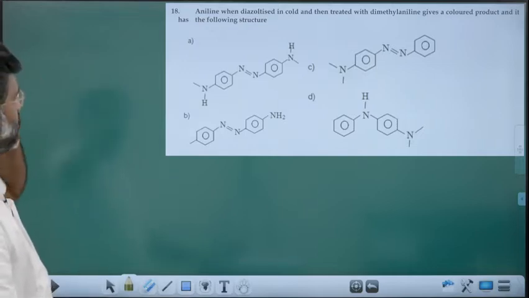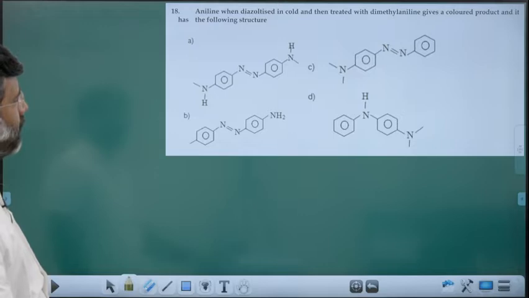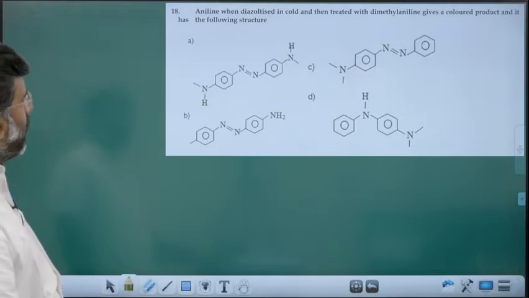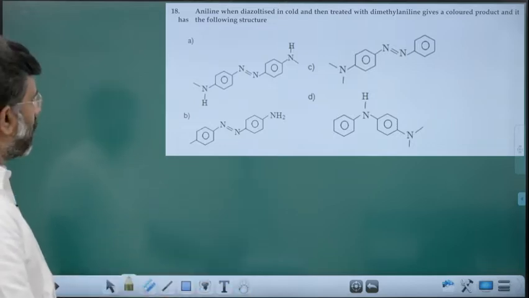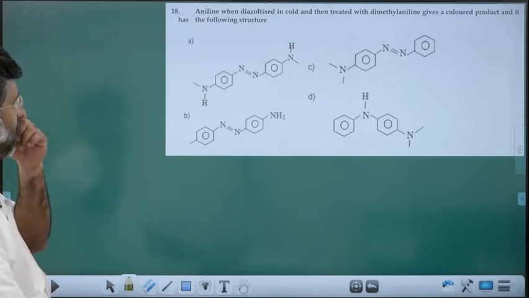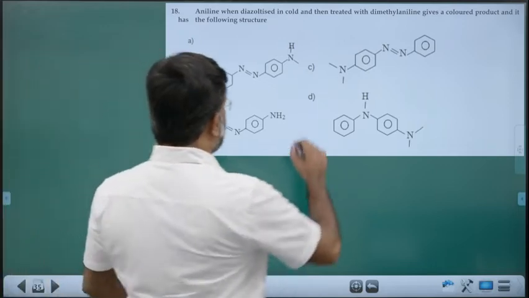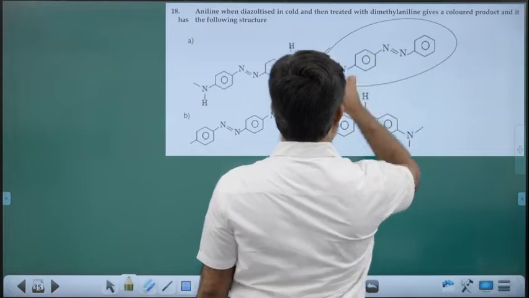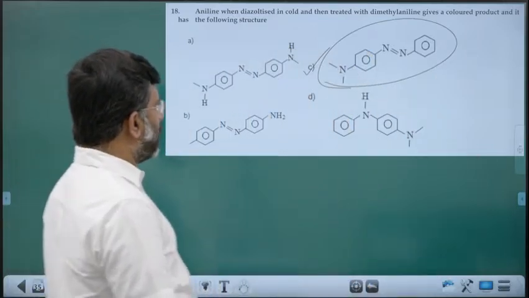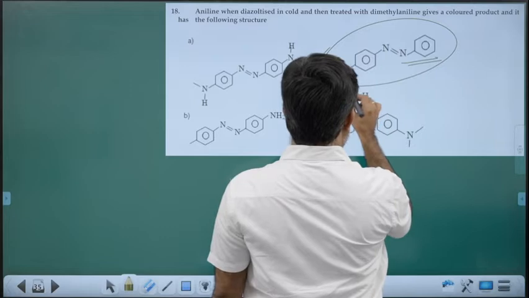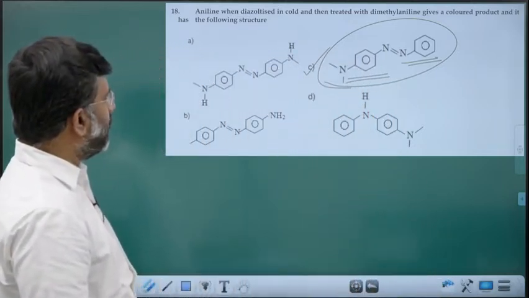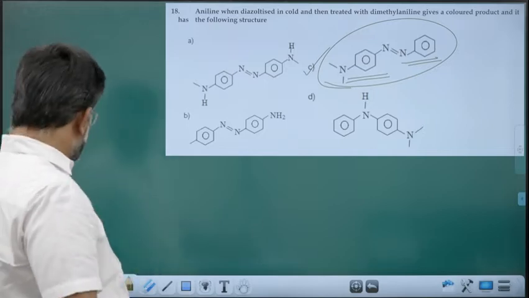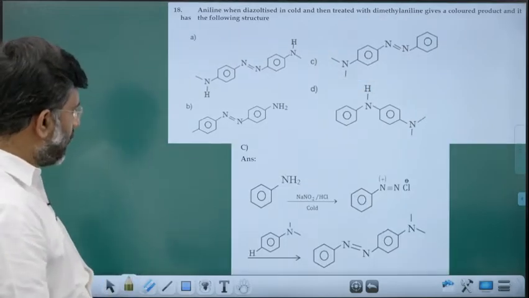Aniline diazotized in cold when treated with dimethyl aniline gives a colored product, and the structure is? So dimethyl aniline with the diazonium salt. Option C, the product will be this one, because this is the part of diazonium salt and this is N,N-dimethyl aniline. And see the reaction concerned.